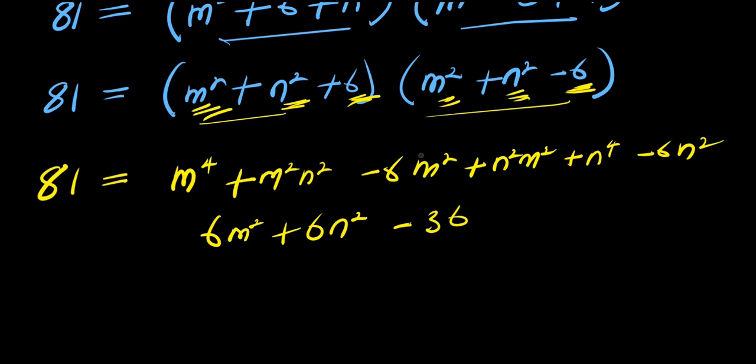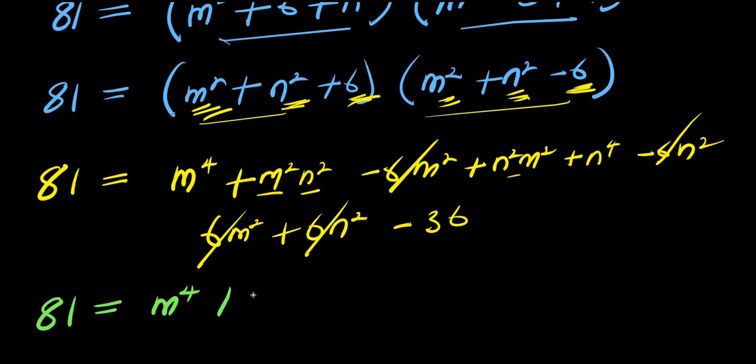So let's cancel out. Negative 6m squared cancels positive 6m squared. Negative 6n squared cancels positive 6n squared. So m squared n squared plus n squared m squared will give you 2m squared n squared. We have 81 equals m power 4 plus 2m squared n squared, then we have plus n power 4, and we have minus 36.